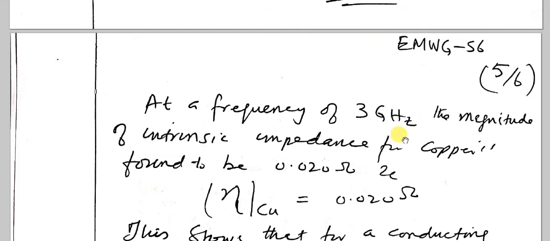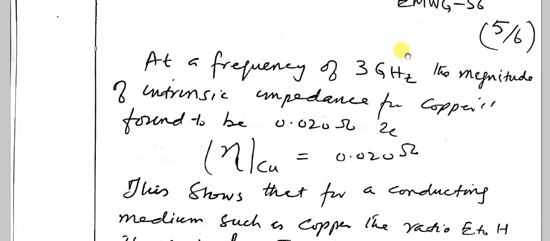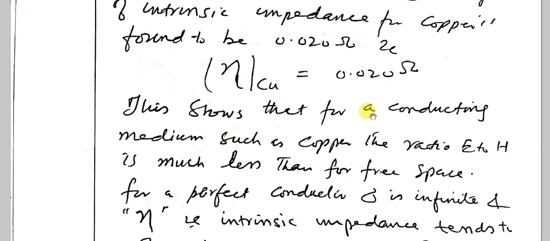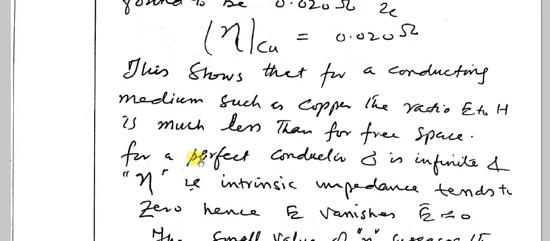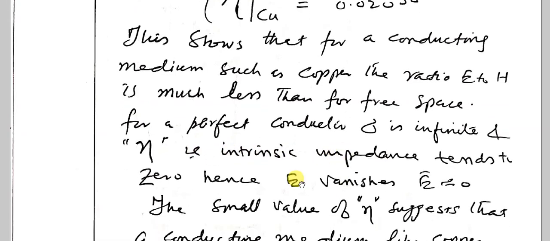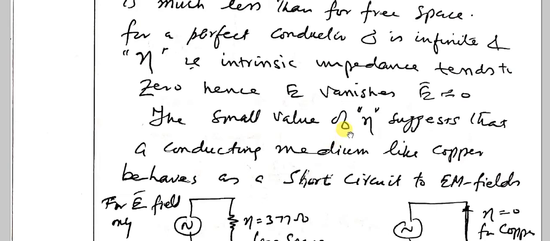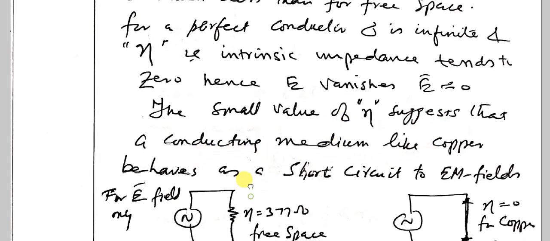Now let's take an example at a frequency of 3 gigahertz. The magnitude of the intrinsic impedance for copper is found to be 0.020 ohm. So η for copper is equal to 0.020 ohm at 3 gigahertz. This shows that for a conducting medium such as copper, the ratio of E to H is much less than for free space. For a perfect conductor, σ is infinite and the intrinsic impedance η tends to 0. Hence E vanishes, E is equal to 0.